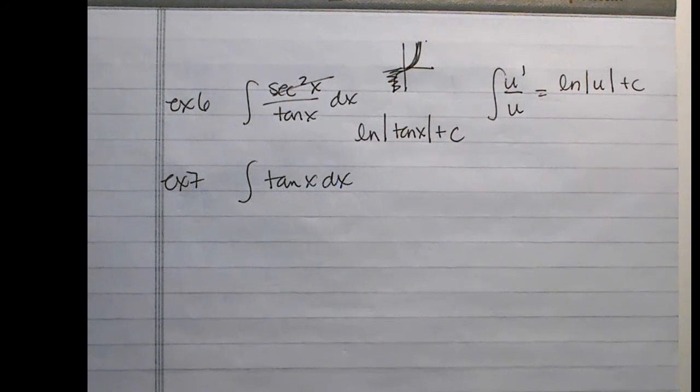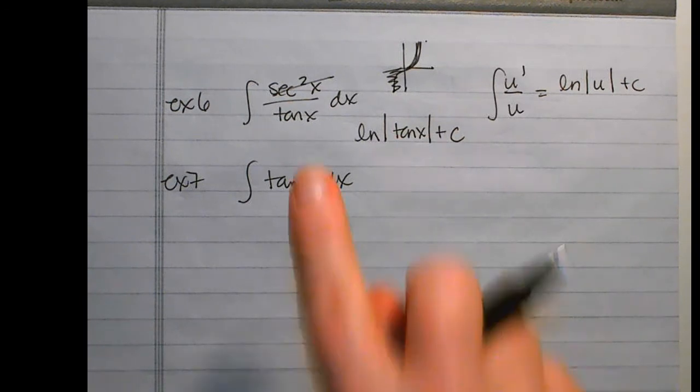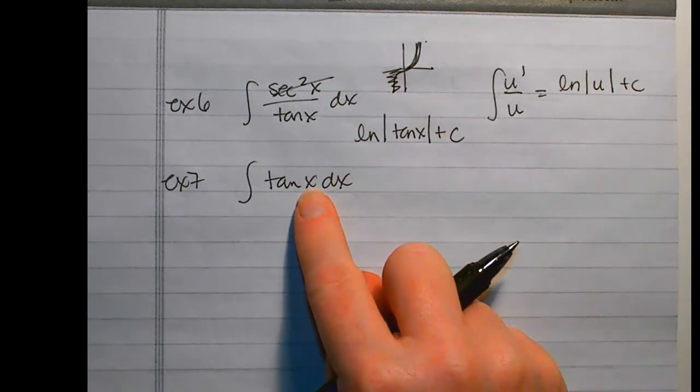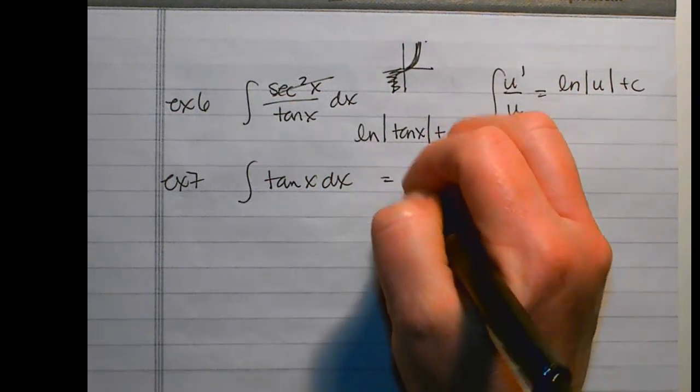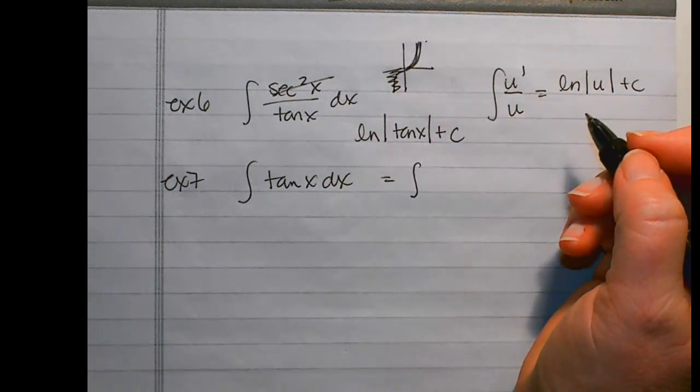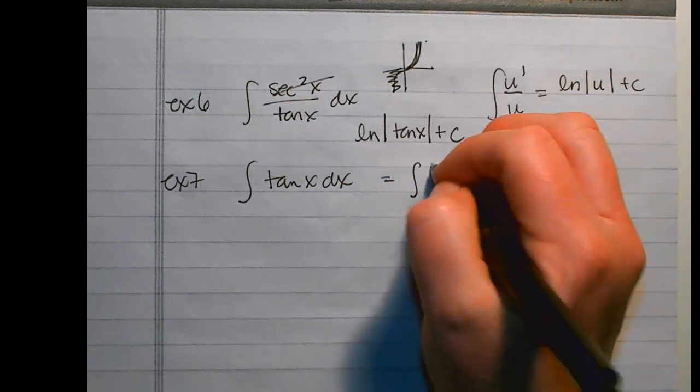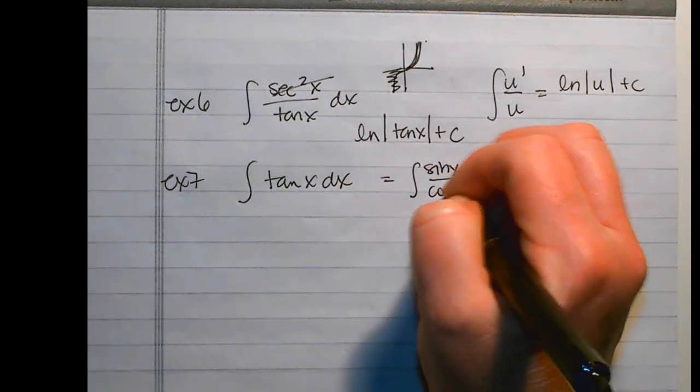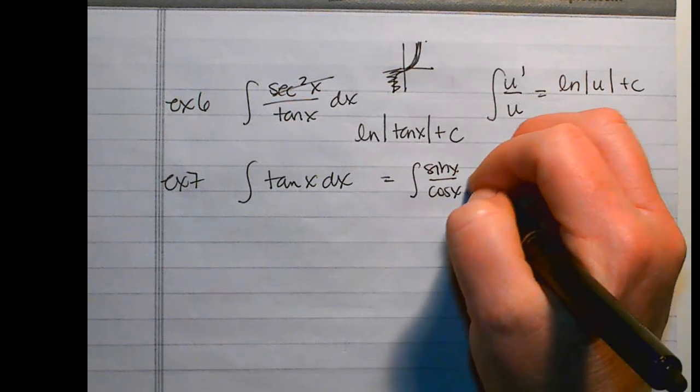So this one's not as straightforward. This one's not something I already know the antiderivative of. It's not in my list of things that would give me something that's tangent. So we can't use this rule. This is when we go to trig substitution and just straight up sine cosine it and see how that helps us. So what if I say instead this is, which one's on top? Sine of x over cosine of x dx.